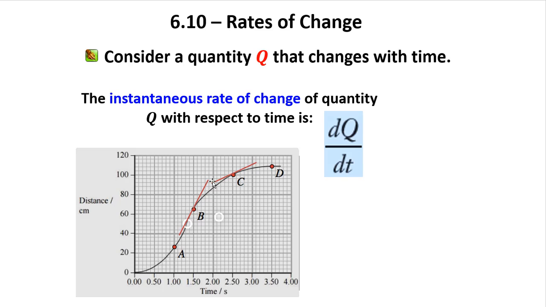By the time we get to point C, you can see the gradient of this tangent line at C is not as large as it was at B. So the speed is slowing down, or that rate at C will be a smaller value than it will be at B. And if we differentiated this function to work out the rate of change at C, we would sub in 2.5, and at B we'd sub in 1.5.